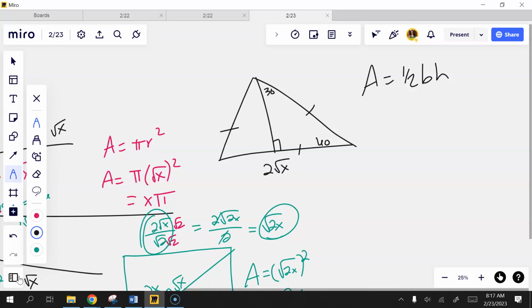Square root of x, because if the whole thing is 2 square root of x's, then one of them would just be square root of x, right? So how do I go from the short leg to the long leg? You'll remember, square root of 3. The hypotenuse is doubled, the long leg is square root of 3. So I do square root of 3 times the square root of x, which is just the square root of 3x. Now I have enough information to find the area of the triangle.